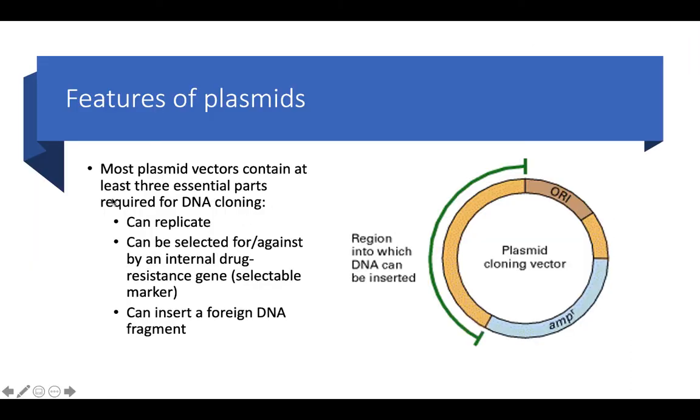Most plasmid vectors contain at least three essential parts. The origin of replication, so it can replicate by itself. It can be selected for by an internal drug resistance marker, for example the ampicillin resistance gene, and an insert region for foreign DNA fragments, where you can add your DNA, and multiple cloning sites, as we said, which has multiple cut sites for different restriction enzymes that you can use to insert your DNA.